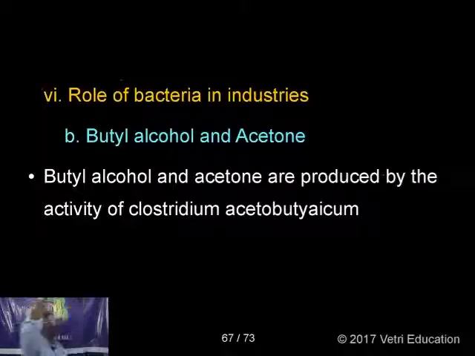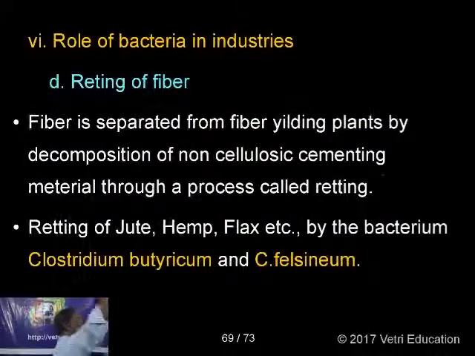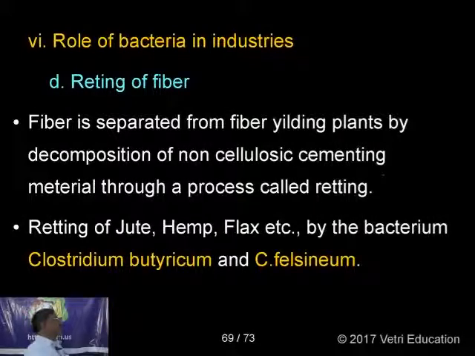Next, role of bacteria in the industries. Butyric acid and acetone are produced by the activity of Clostridium acetobutylicum. That bacterium converts molasses into butyric acid and acetone. The next process is the retting process.